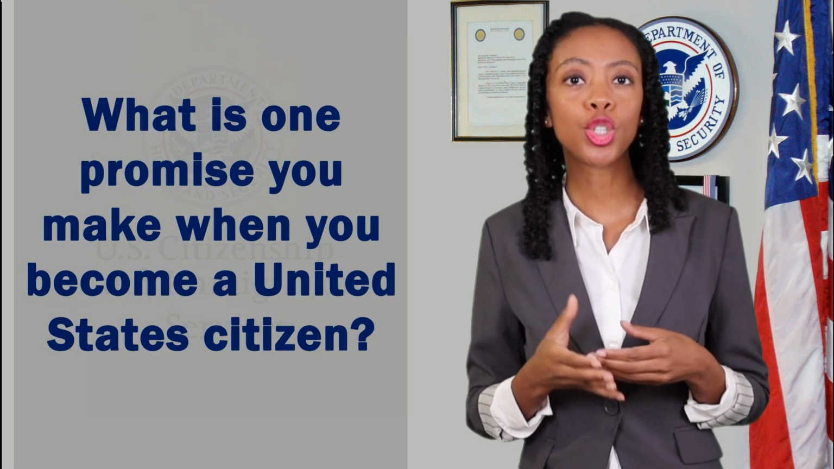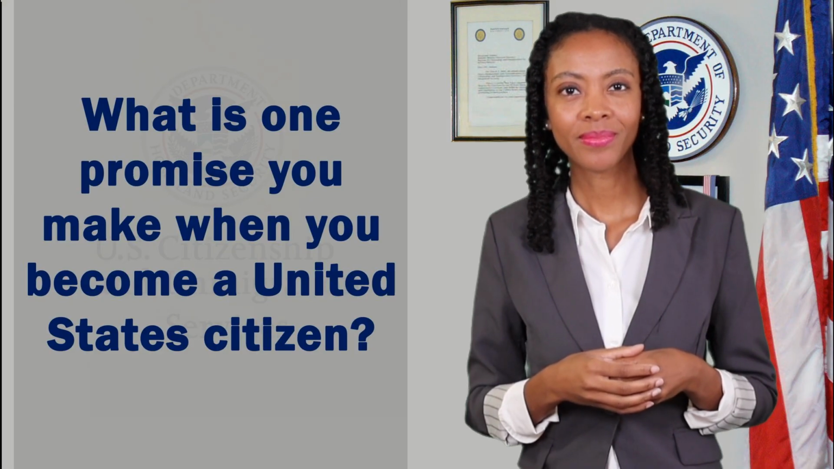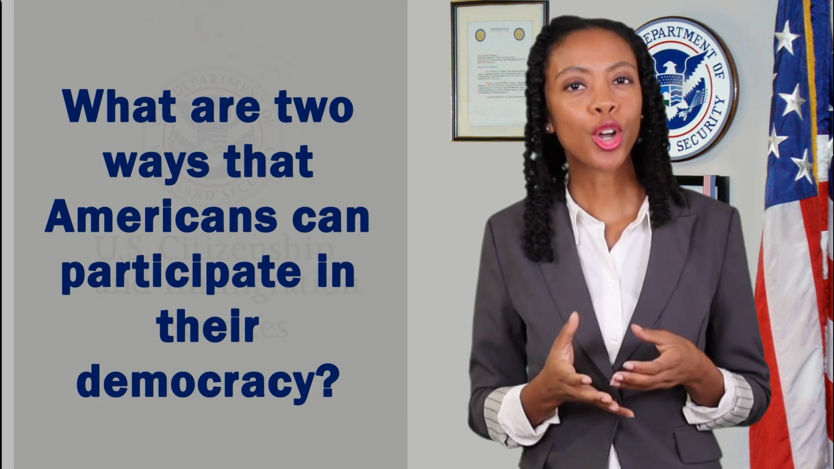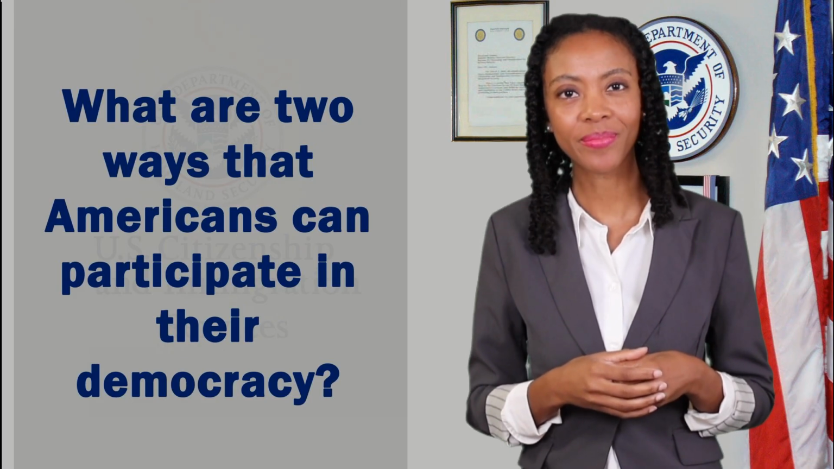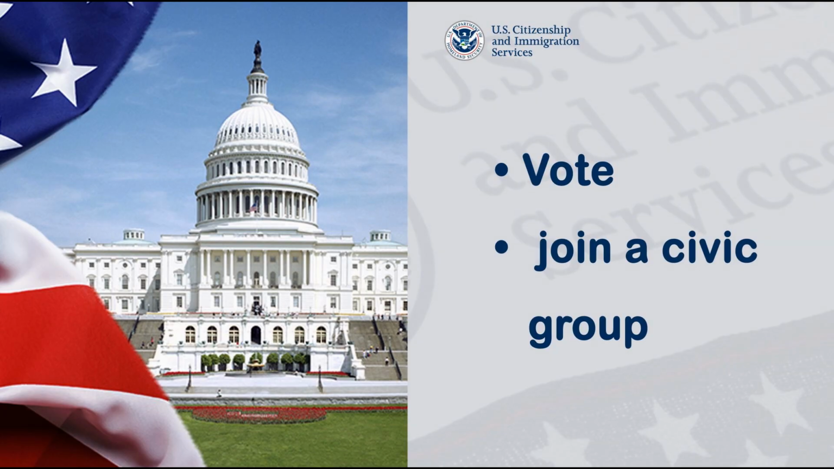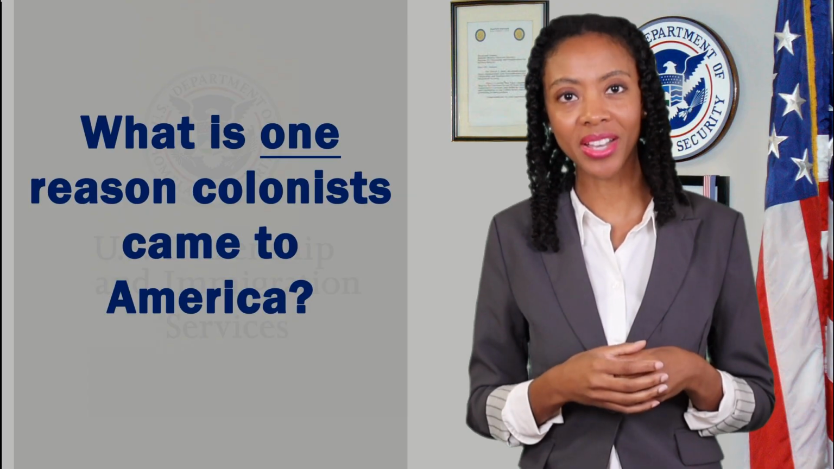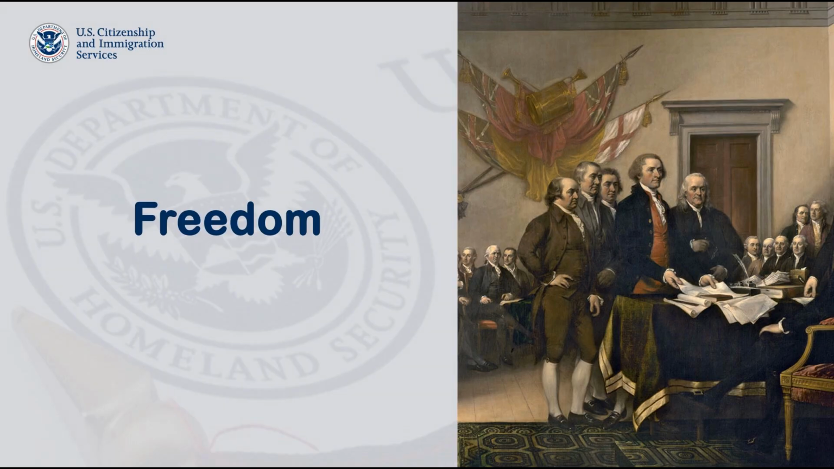What is one promise you make when you become a United States citizen? Be loyal to the United States. What are two ways that Americans can participate in their democracy? Vote. Join a civic group. What is one reason colonists came to America? Freedom.